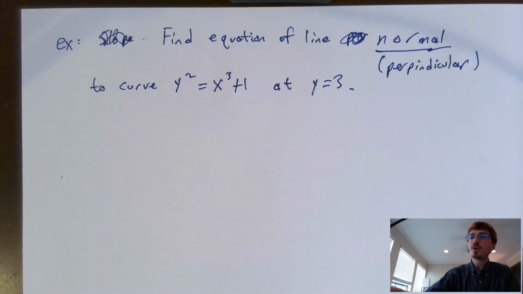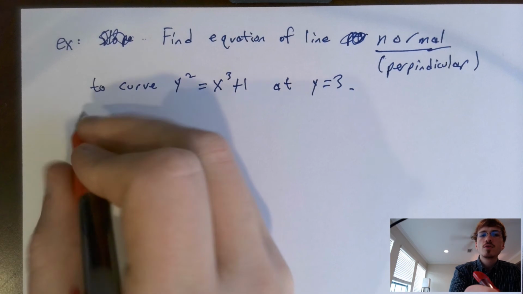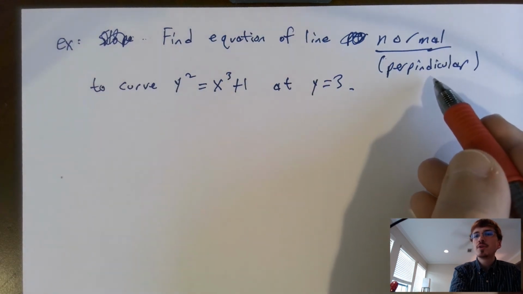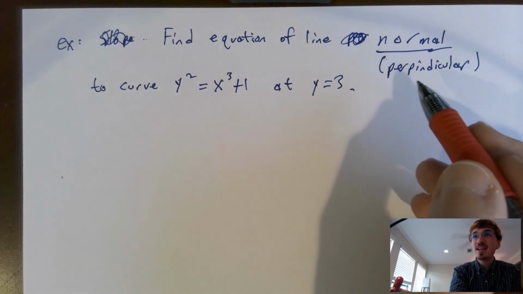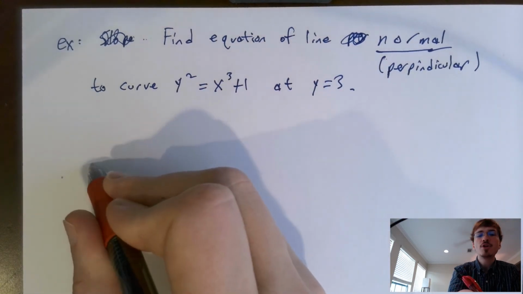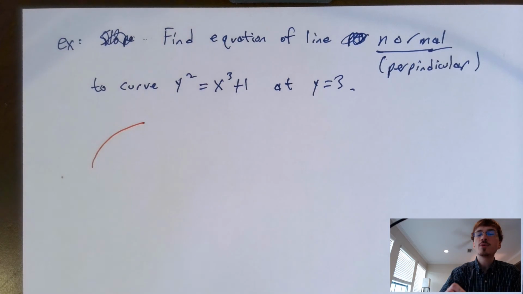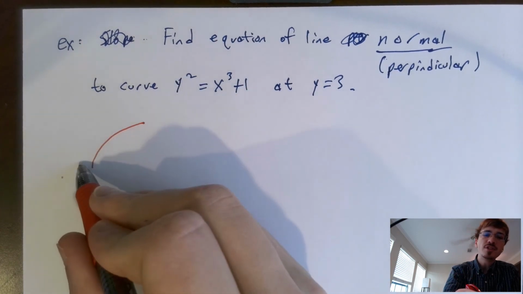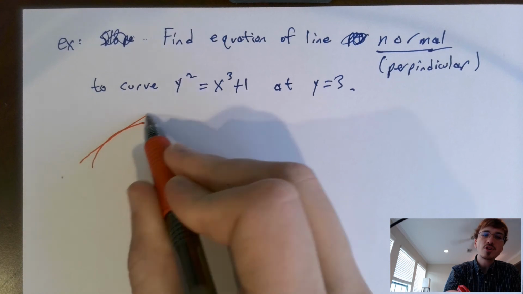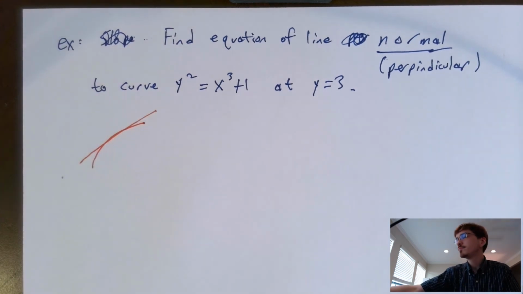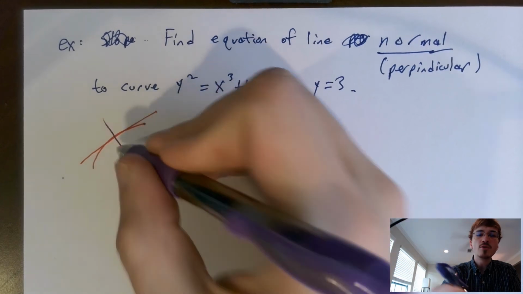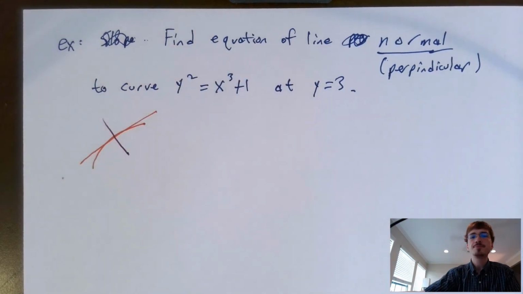Well, before we do this, let's recall. If we have a line that's perpendicular to a curve, it has to be perpendicular to its tangent line, right? So let's draw an example. If our curve looks like this, the way that we're going to construct the slope of a normal line is to construct the slope of the line normal to the tangent line. So here is our line tangent to the curve at some point. And our normal line will be perpendicular to the tangent line.